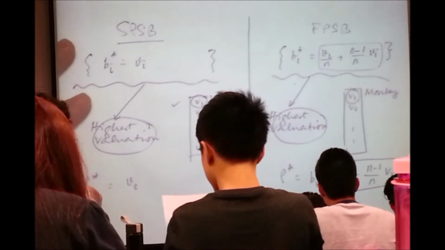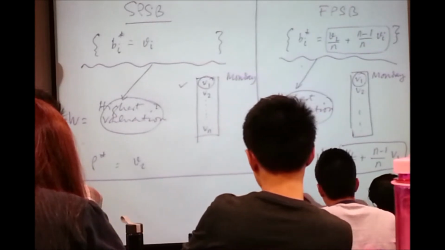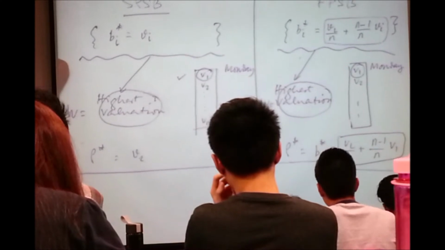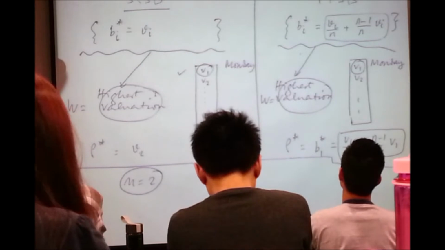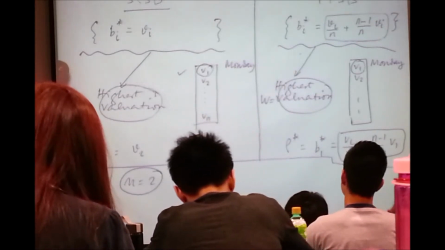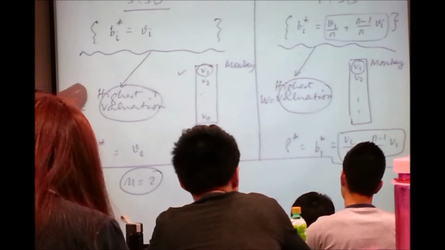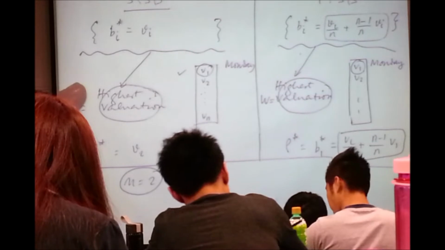To make the point clearer, notice this. I'll give you a small example, because this is an important point. Suppose n is equal to 2. You are only looking at 2 bidders. N is equal to 2. And my Monday class has 2 students. So I want to conduct the second price auction.